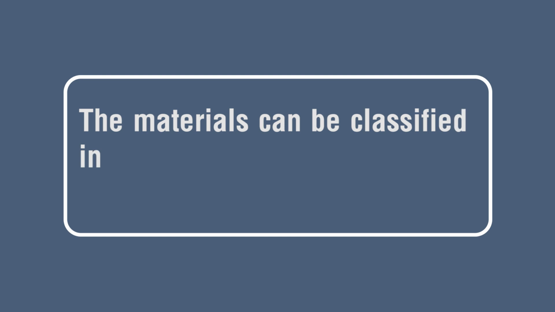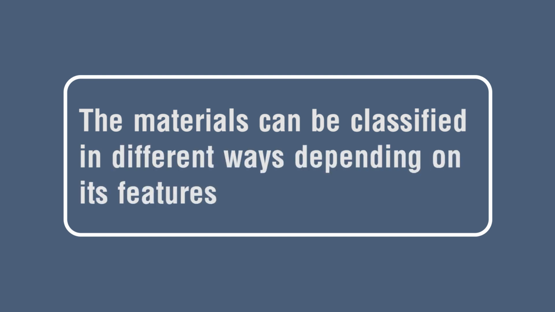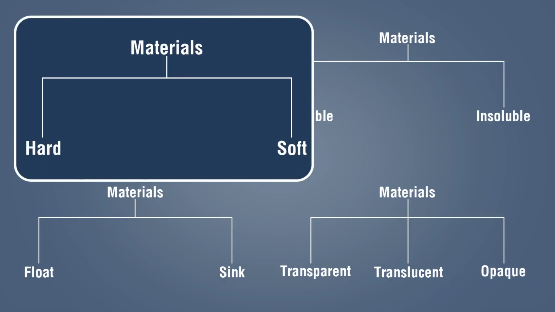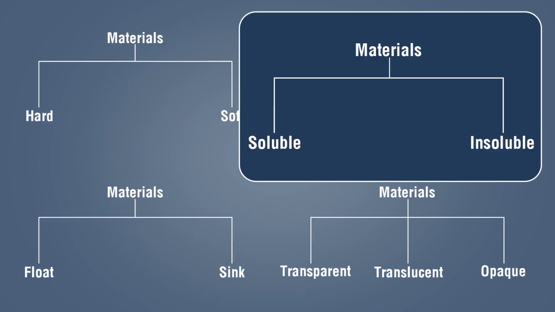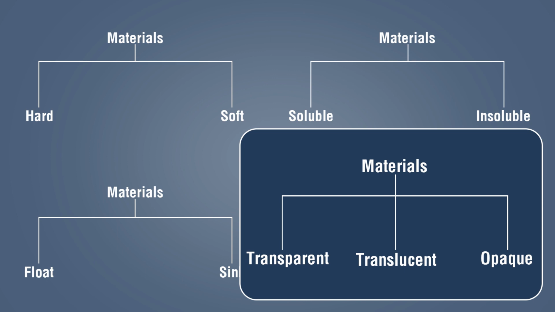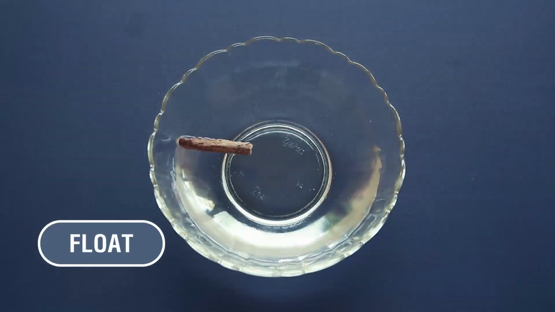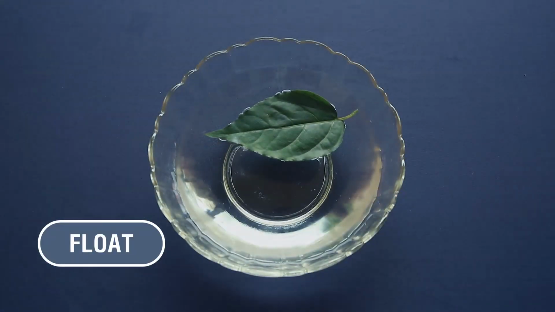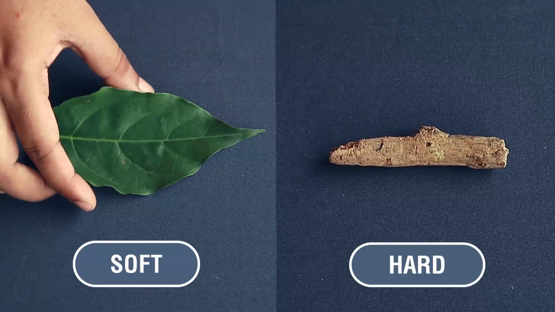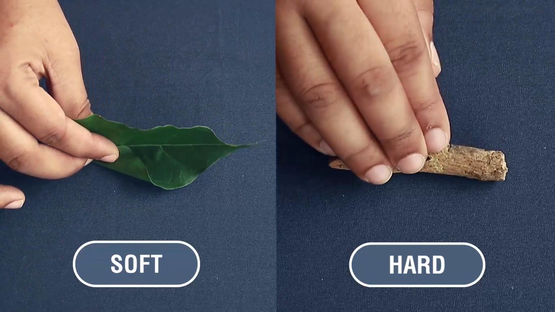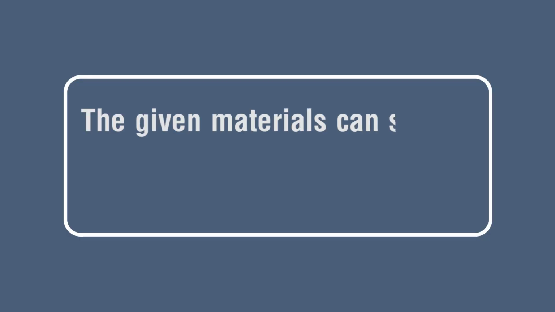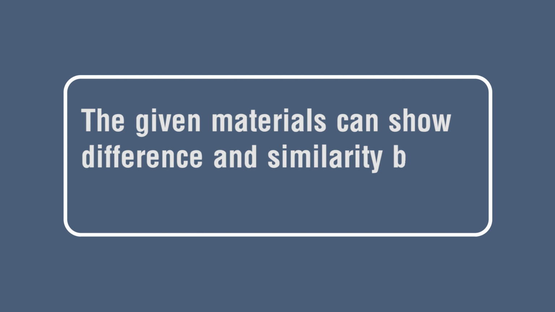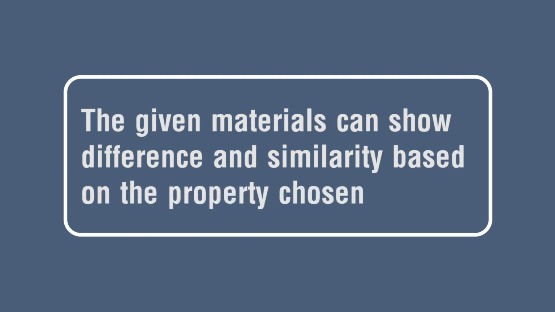Observation. The materials can be classified in different ways depending on its features such as hardness, floats in water, solubility in water, and transparency. Notice that both wood and leaf float in water, but leaf is soft while wood is hard. That is, the given materials can show difference and similarity based on the property chosen.